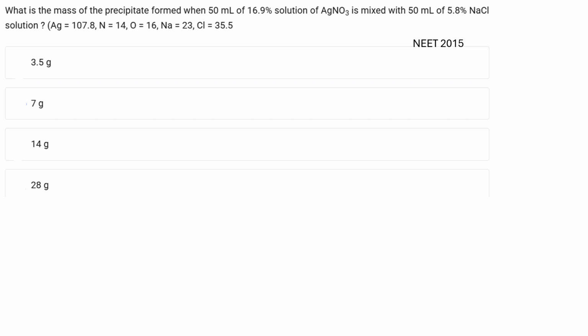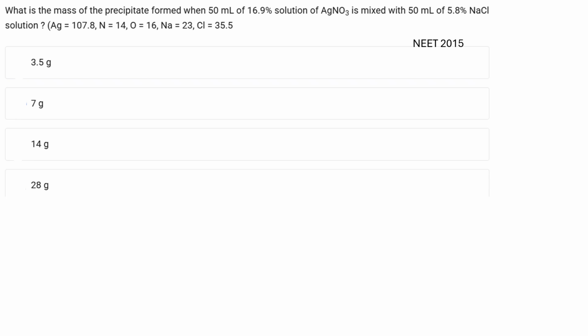What is the mass of precipitate formed when 50 ml of 16.9% solution of silver nitrate is mixed with 50 ml of 5.8% NaCl solution? Basically, it is silver chloride. Whenever silver nitrate reacts with a halogen, it forms a white precipitate. In this case, a white silver chloride precipitate will form. They are asking what is the mass of the precipitate.